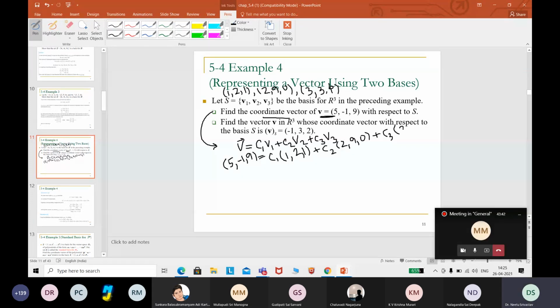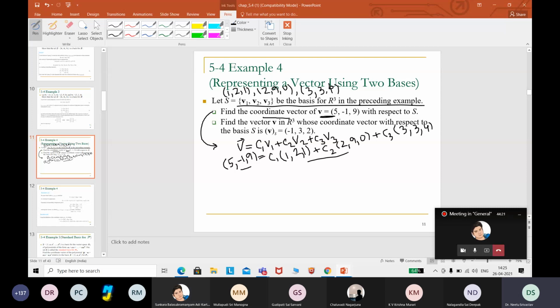Ma'am, they haven't mentioned 1, 2, 1, 2, 9, 0. No, it is there. They are telling here that S is V1, V2, V3, it is a basis for R3 in the preceding example. It is mentioned, no? Yes, I have written this vector as a linear combination. Fine?